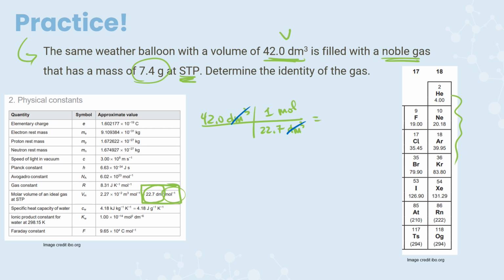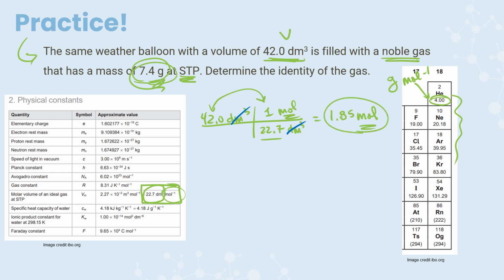We do this so that cubic decimeters top and bottom cancel out. Entering it into the calculator, 42.0 times 1 divided by 22.7 gives us a grand total of 1.85. Unit label, moles is left. Now I have grams and moles. What do I know about these numbers? These numbers are our molar masses, given to us in grams per mole.